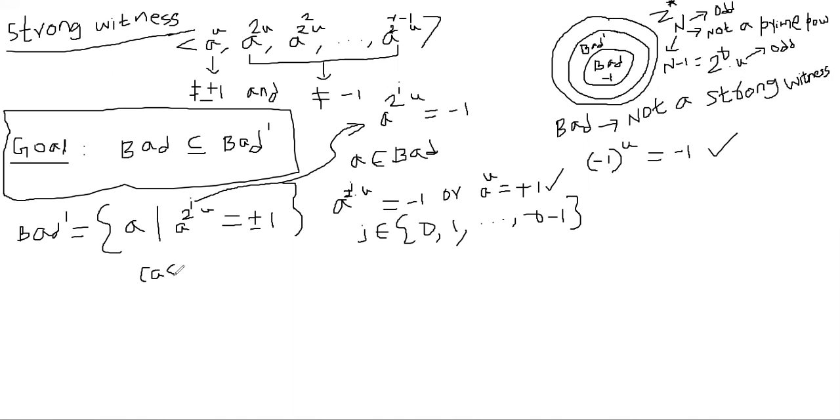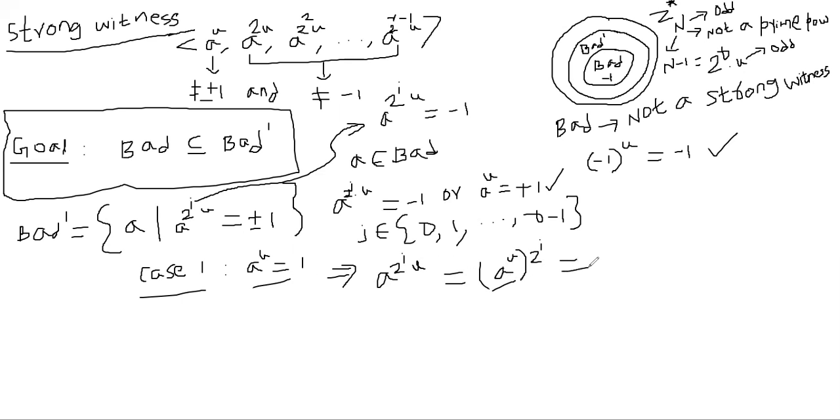All right, we took an a in bad and we wanted to show that a belongs to bad prime. I'm going to consider the scenario a power u is equal to 1. A power u is equal to +1. What does this imply? This implies that a belongs to bad prime also, because a power 2 power i times u... but what is a power u? A power u is 1. Therefore, we proved that a also belongs to bad, and we proved that it also belongs to bad prime. So this implies a belongs to bad prime.